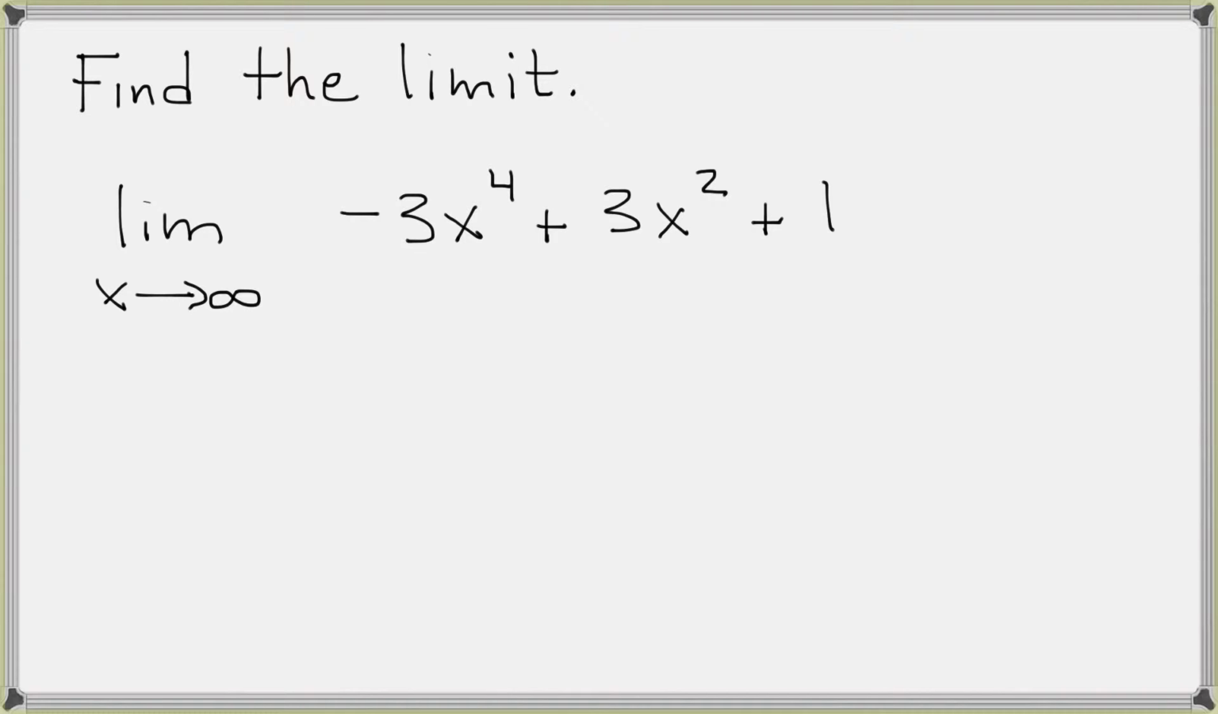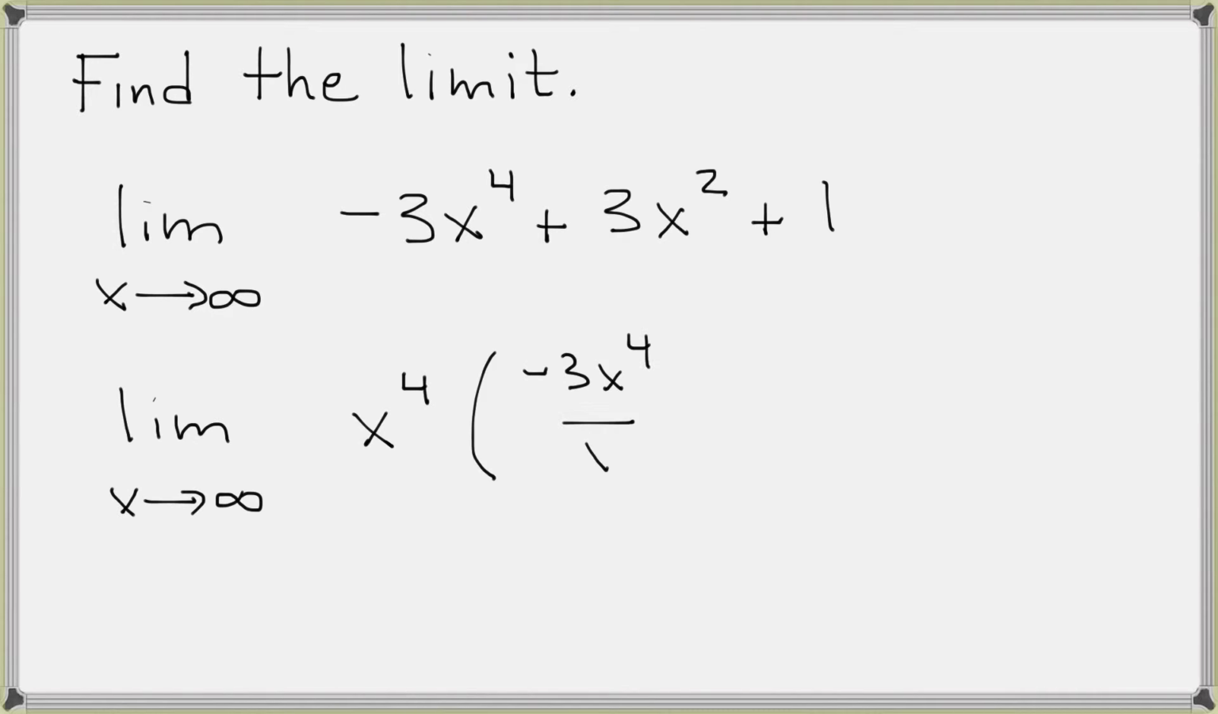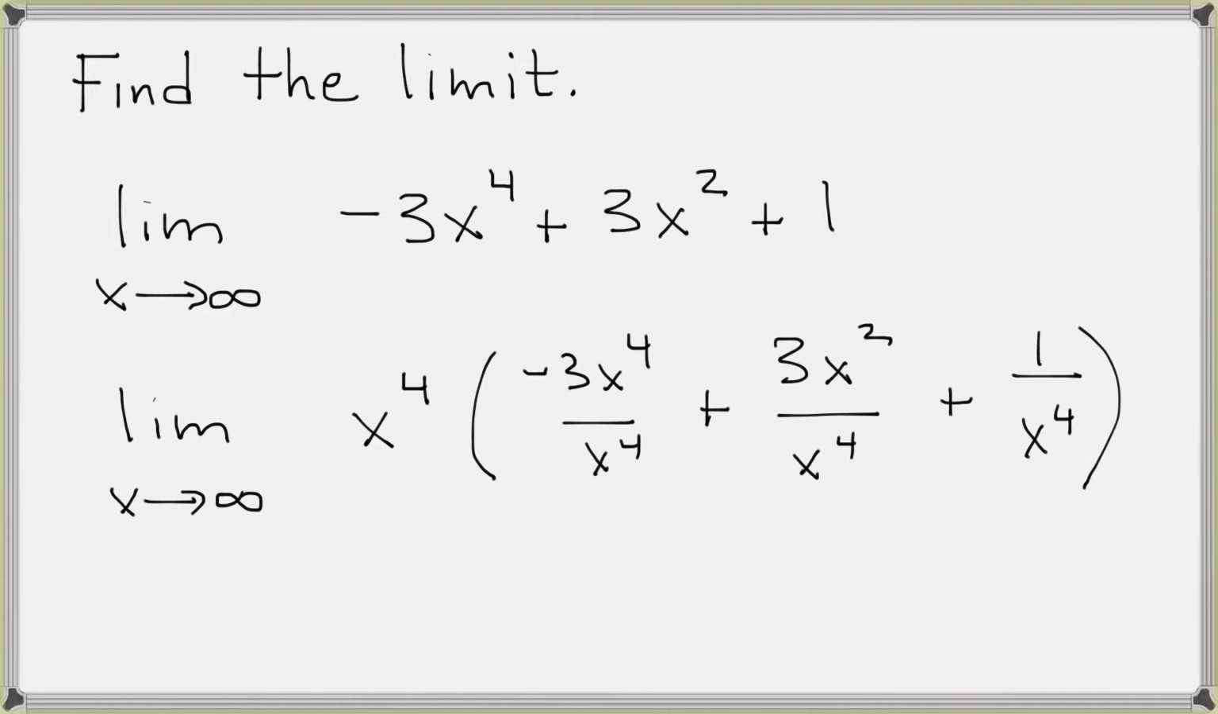And now you may say, well, how are you supposed to do that? Because these terms don't have x to the fourths in there. Well, turns out that you can do that. You can factor out what you like, as long as you divide by what you're factoring out. So here I want to factor out an x to the fourth, so I'm going to pull that out in front. And then I would go through and divide every term by what I factored out. So negative 3x to the fourth, divide that by x to the fourth. 3x squared, divide that by x to the fourth. And 1, divide that by x to the fourth.